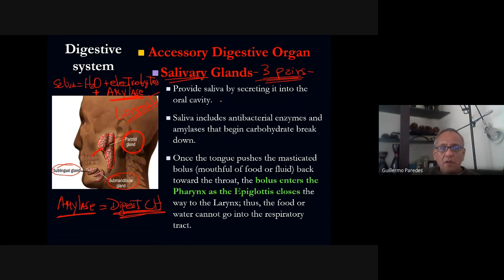So the other name of the saliva is called the thiamine. Thiamine or saliva, okay? So we have three components of saliva: water, electrolytes, and amylase. We okay with that? So what is important about the saliva?